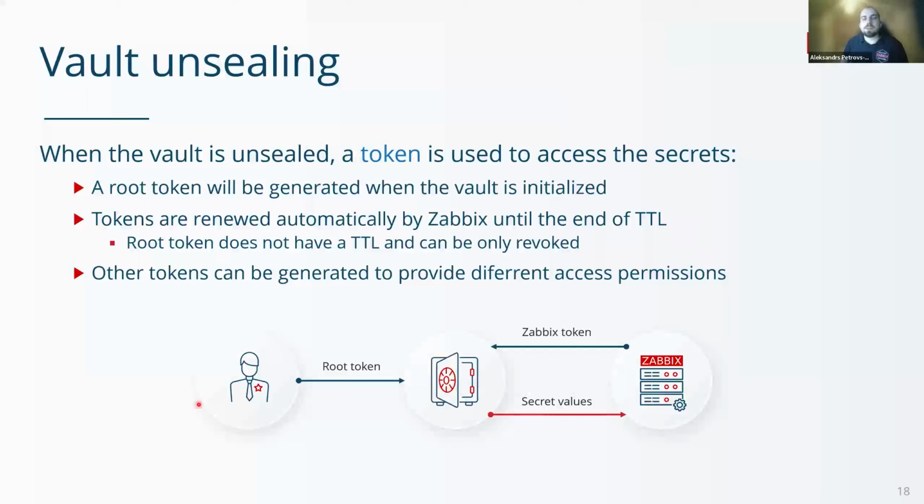And the idea is we will use the root token to actually access the vault and configure the vault, right? Then we will generate a token for Zabbix itself, so it can have access to database credentials and maybe some extra secrets. And Zabbix, using that token, will get them from the vault.